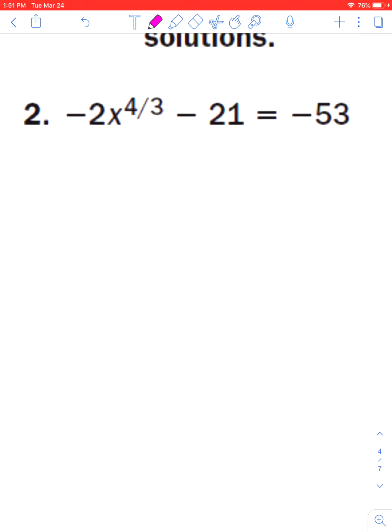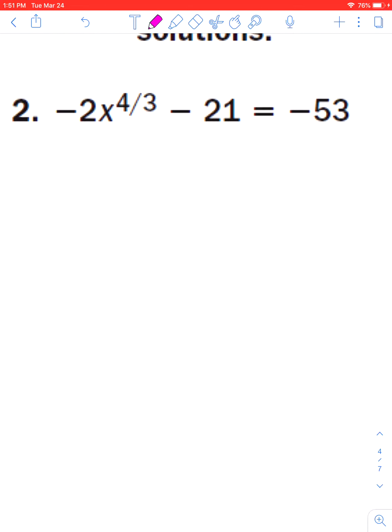Okay, step 1, are we isolated? And you're like, everyone pay attention. This is an intentional problem. Remember how I don't give you 47 examples. When we rewrite this, the 4/3 is only on the x, not the 2. The -2 stays on the outside. Only the x is being raised to the 4th power cube root.